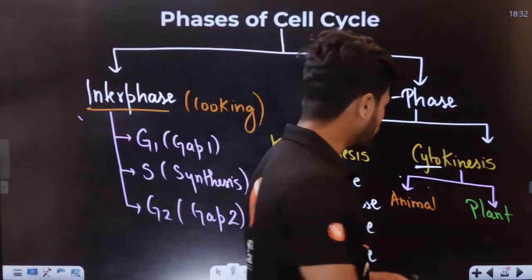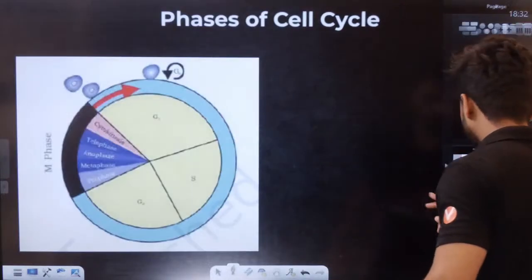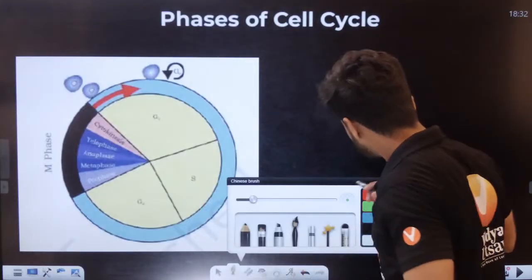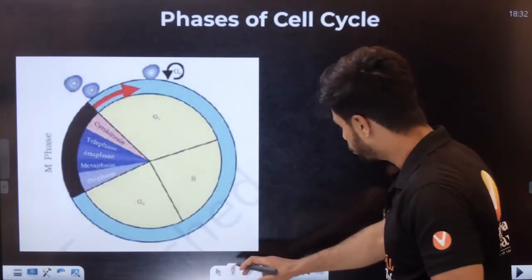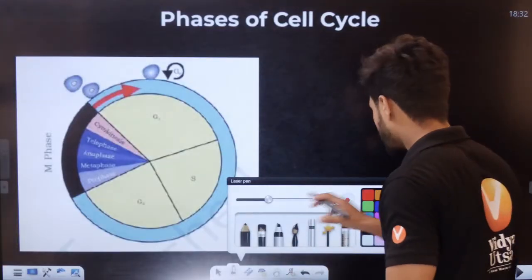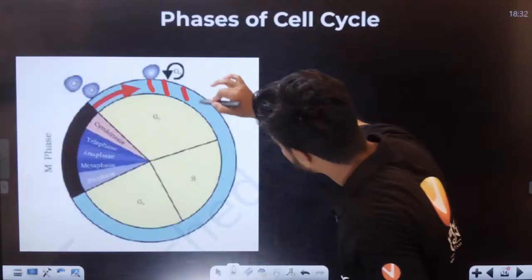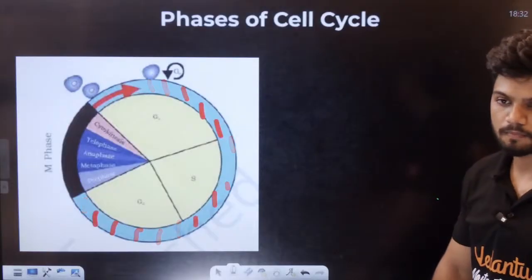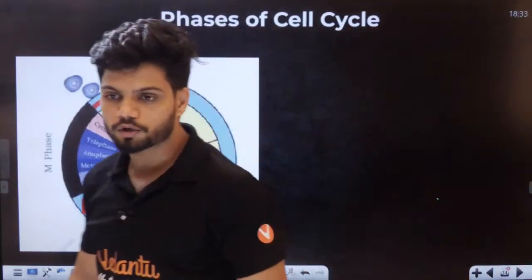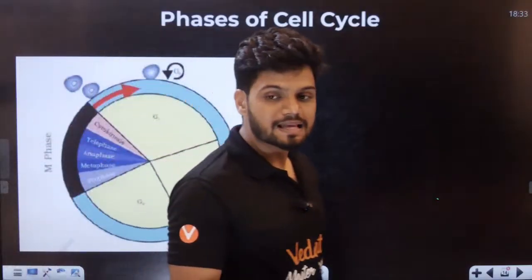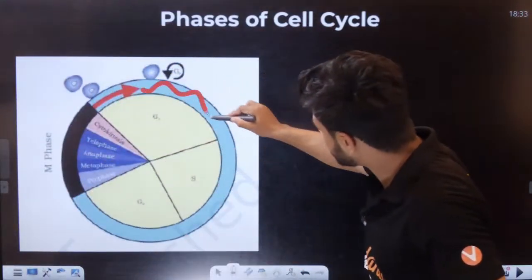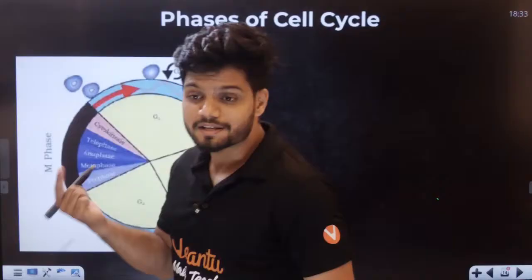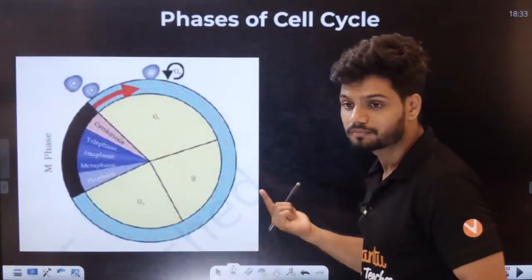Okay. Now students, I want all of you to understand this diagram right now. Can anyone tell me what this entire blue region is called? What do you call this entire blue region, students? This entire blue region is called interface. All of you know that, students, right?